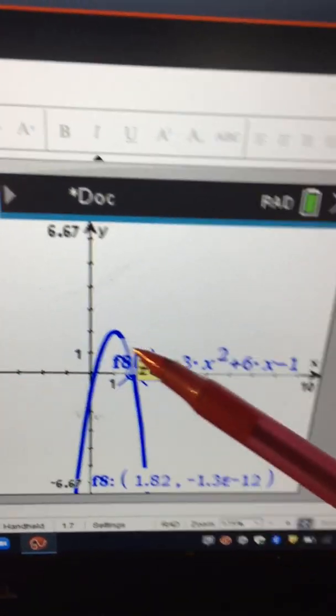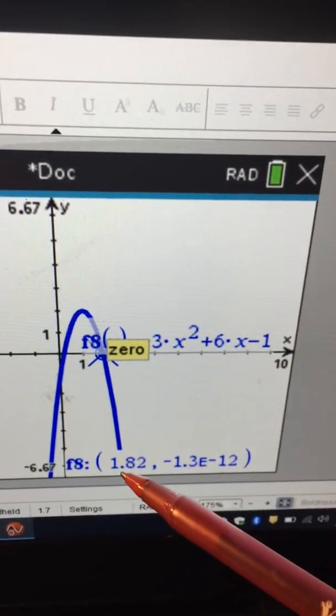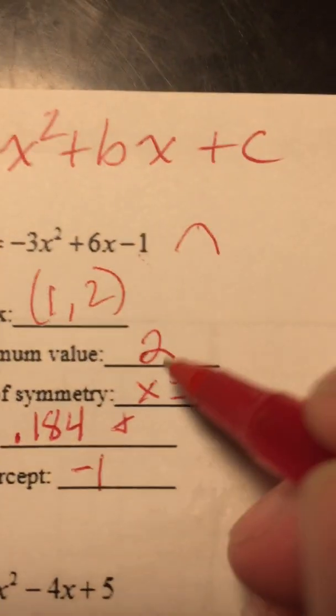And right there, it tells me I'm on the zero. It'll say the word zero there. So here's my thing that's rounded to 0, and this is my x number, 1.82. So this is my second zero, is 1.82.